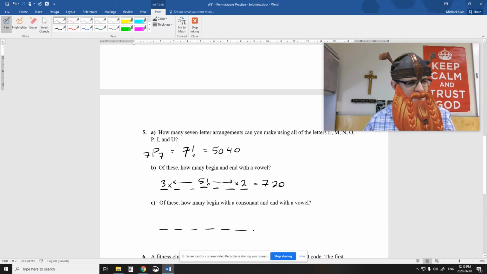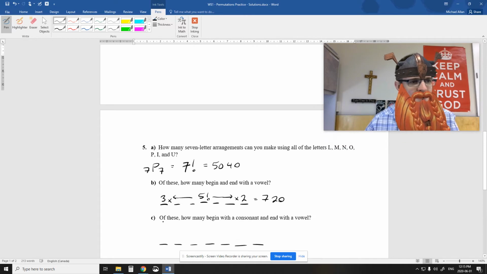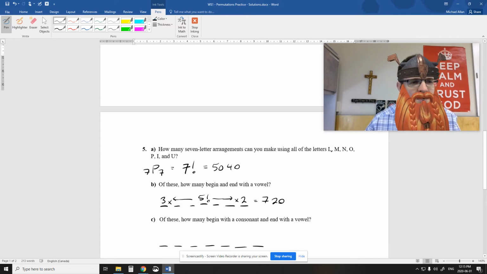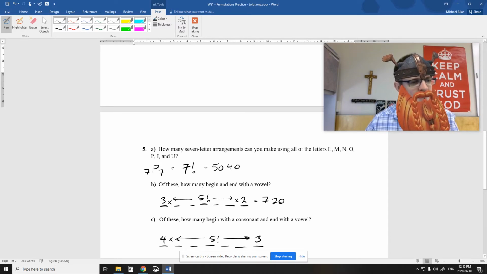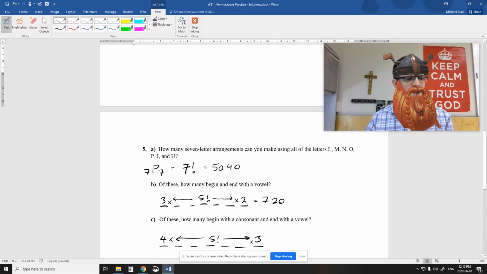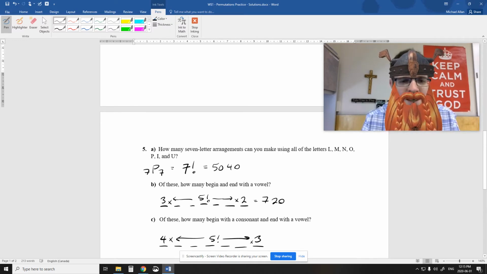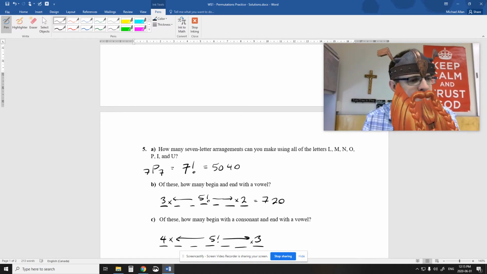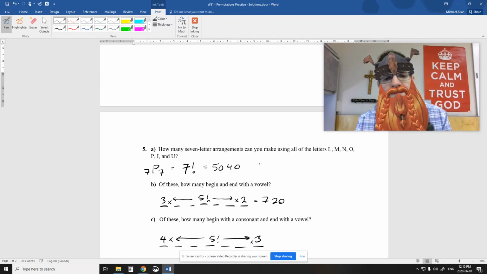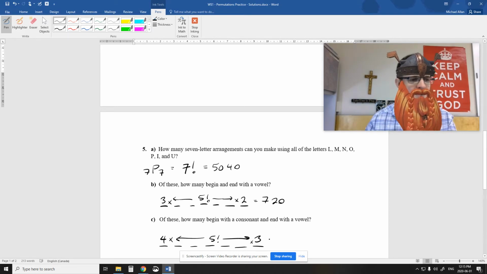2, 5, 6, 7. Okay. I'm going to begin with a consonant. So my first letter has to be a consonant. 1, 2, 3, 4 of them here. And I only have 3 vowels over here. And then I have all the other letters from here to here. Right? So this would be 12 times 5 factorial. Could have said them mentally because it's twice the size of the other one, but whatever.